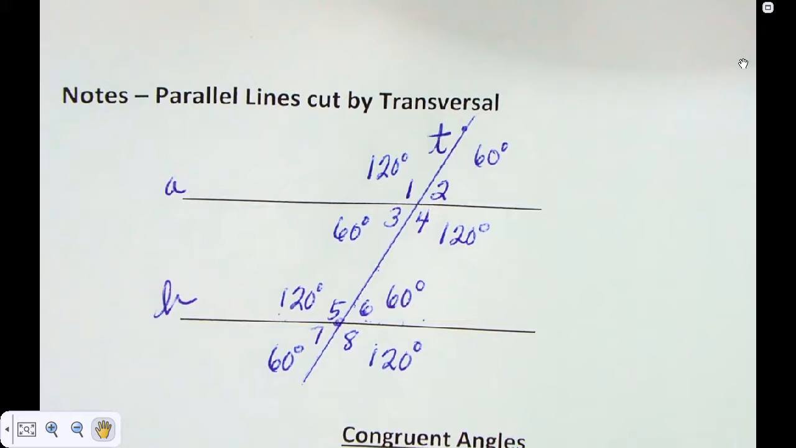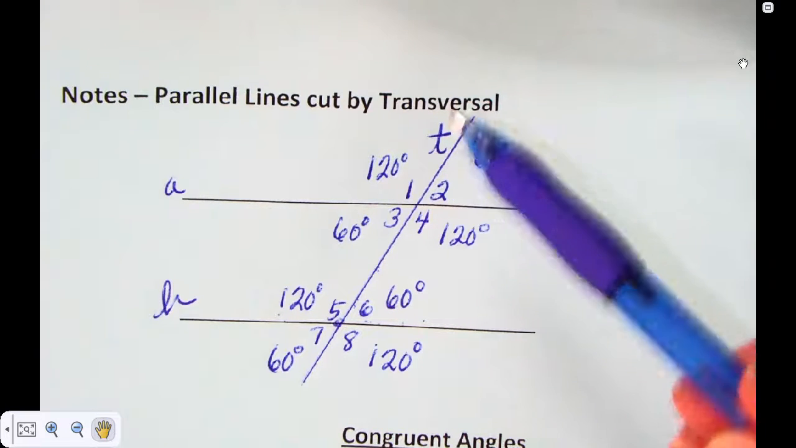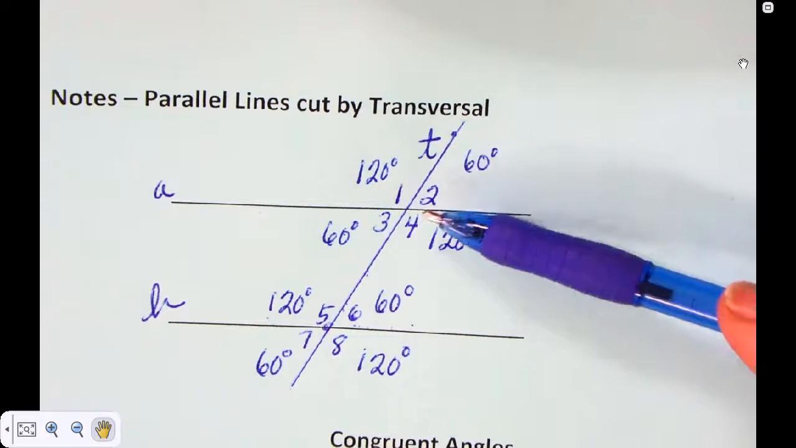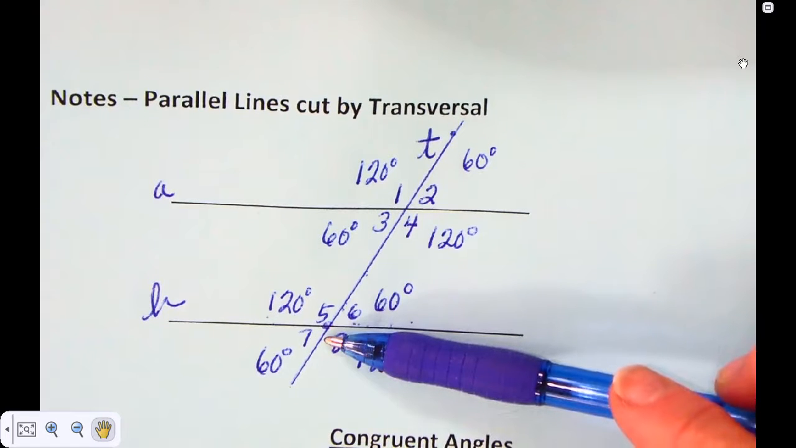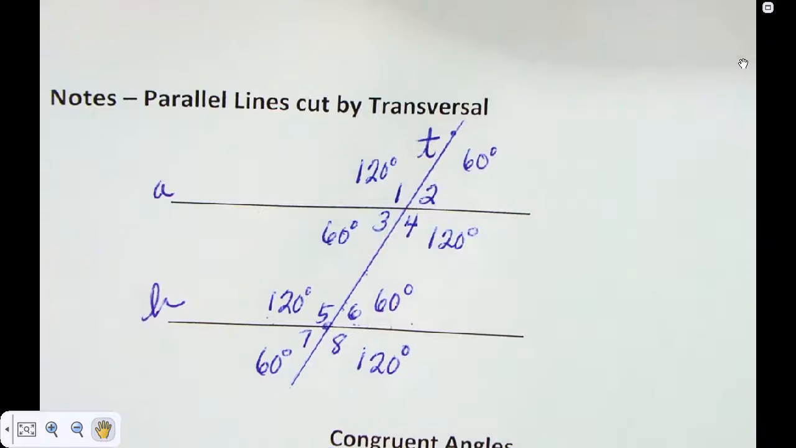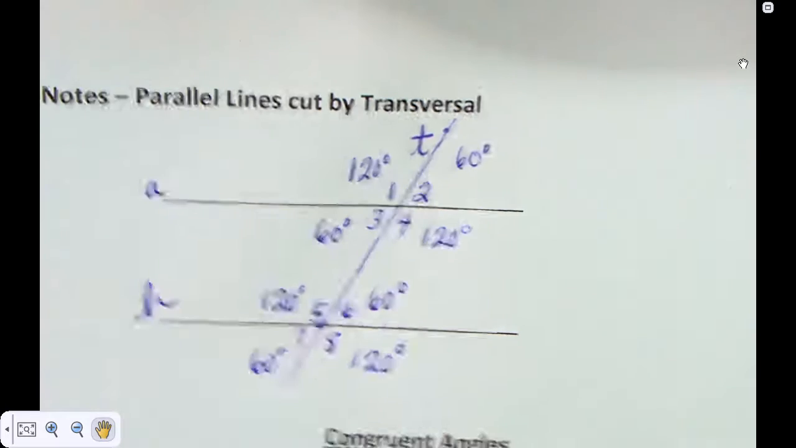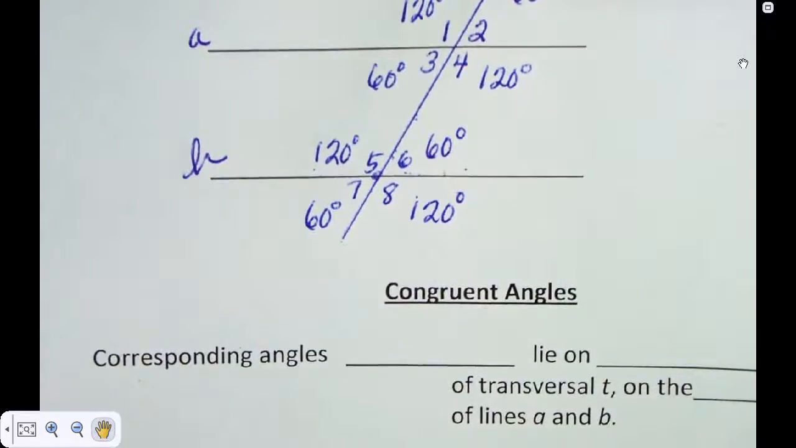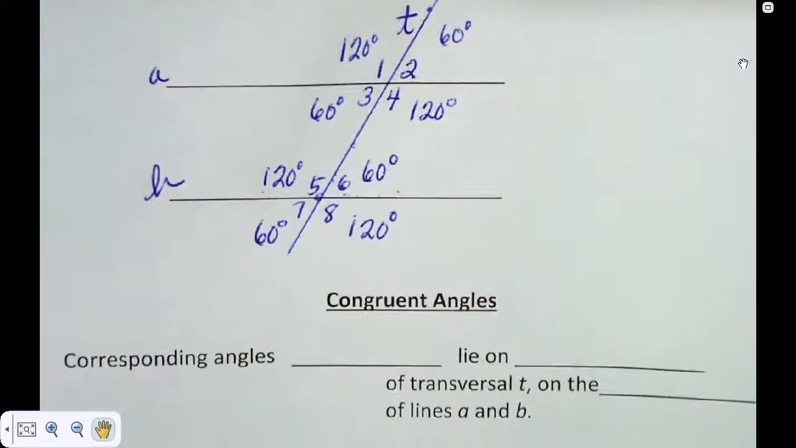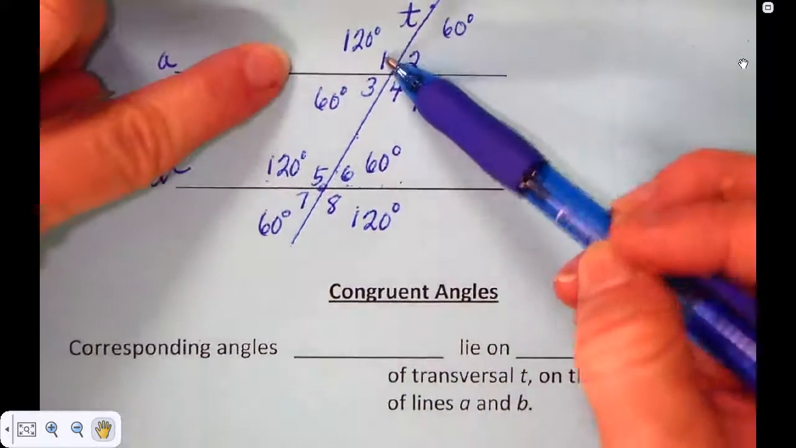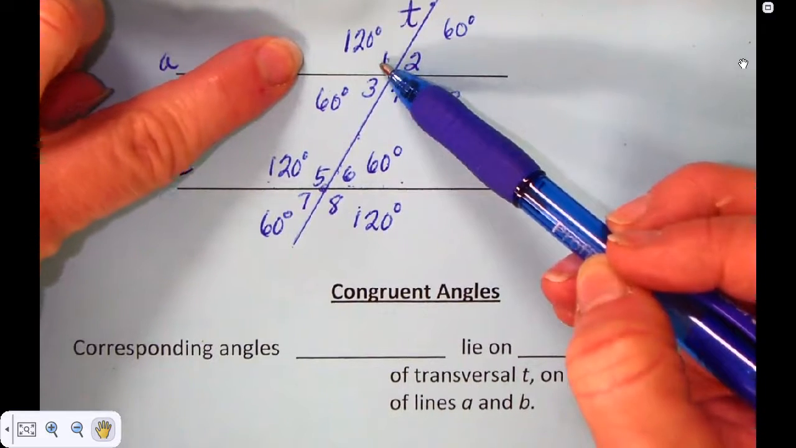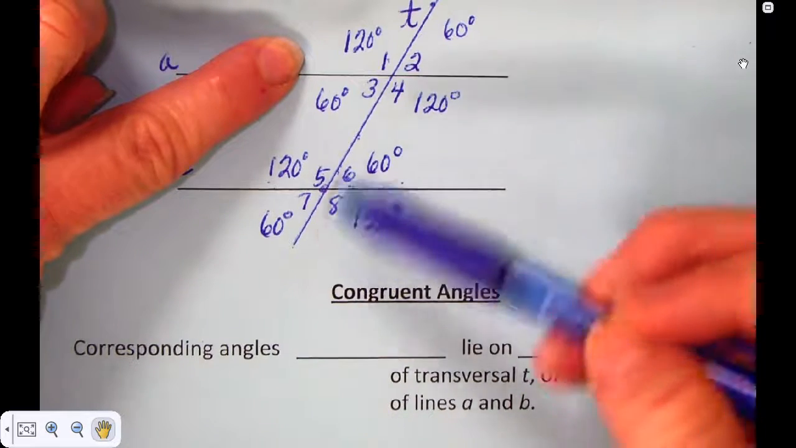So what we have done, guys, is when you have two parallel lines with a transversal, you create two intersections. And that means you have some congruent angles in there. One set of congruent angles are called corresponding angles. What does correspond mean? They match up. So look at angle 1. Angle 1 corresponds to which angle at this intersection?